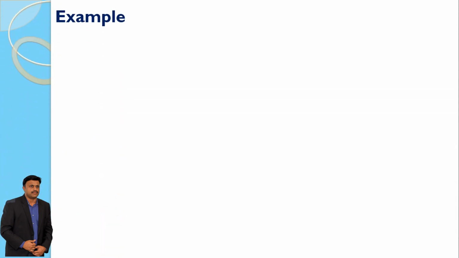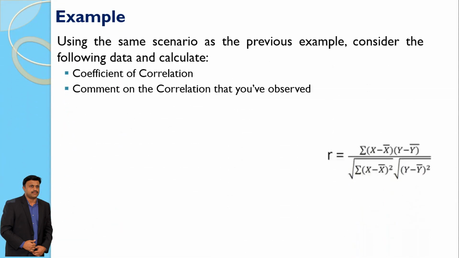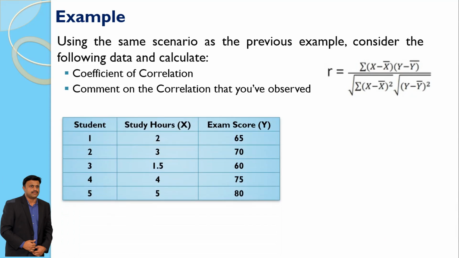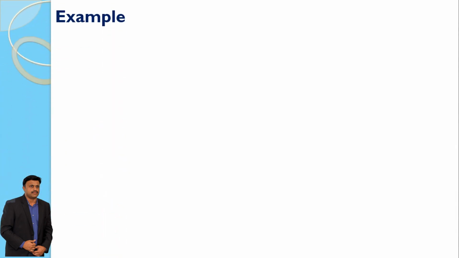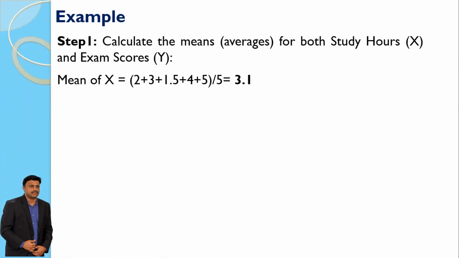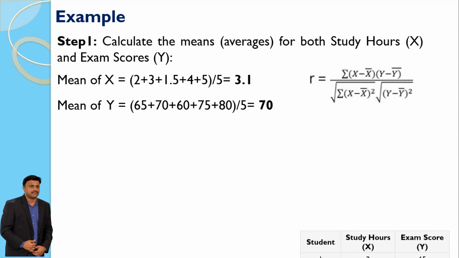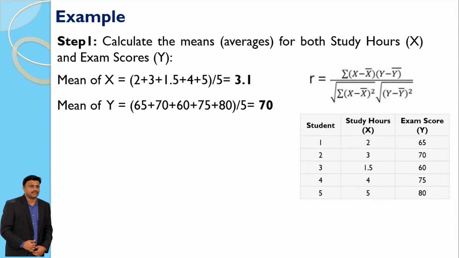Using the same data, calculate the coefficient of correlation and comment on the observed correlation. First, calculate the means for both study hours and exam scores. Then, find the differences between each data point and its mean, and compute the coefficient of correlation.